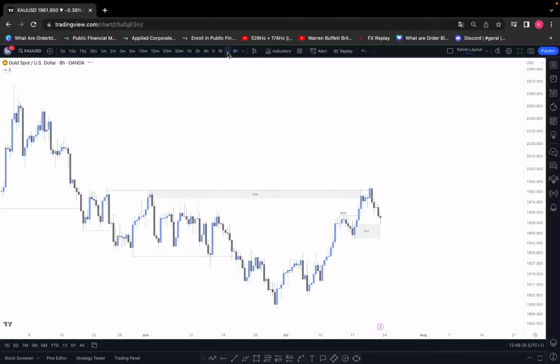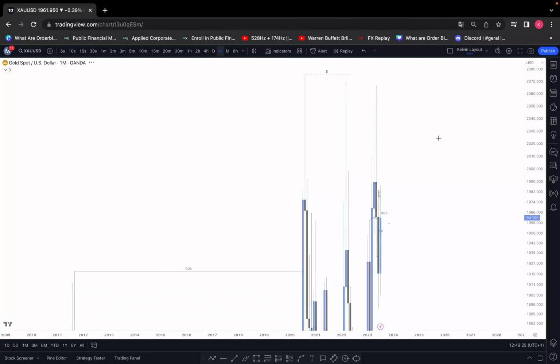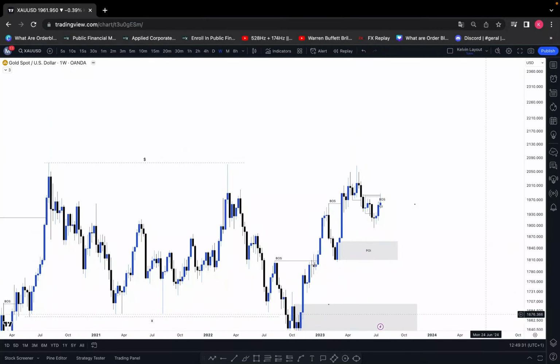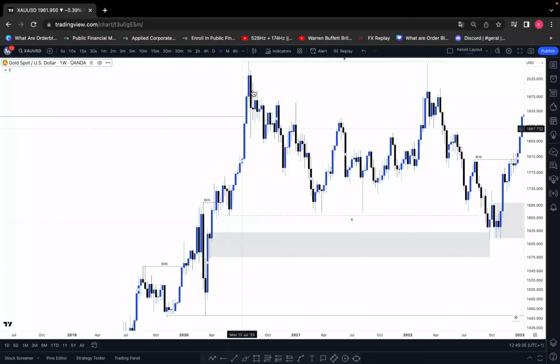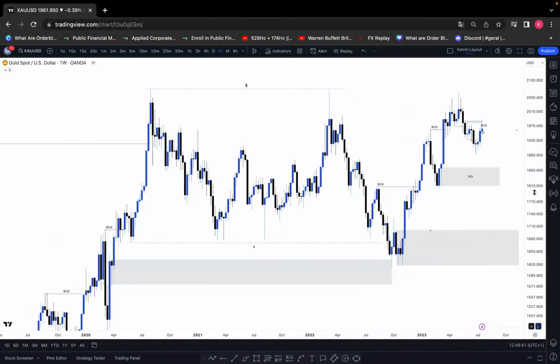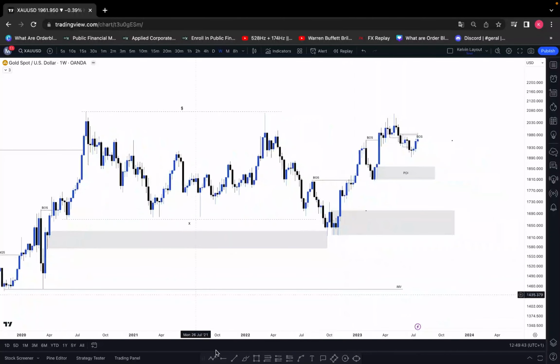So our last pair is going to be gold. We can quickly look at the weekly time frame, and we can see that gold had a break of structure to the upside, mitigation, second break, right? So we're pretty much still trading. If we look at the swing structure, we're still trading within this range, high, low, right? We had this high, low, and then this high. So we're trading within this range right here.